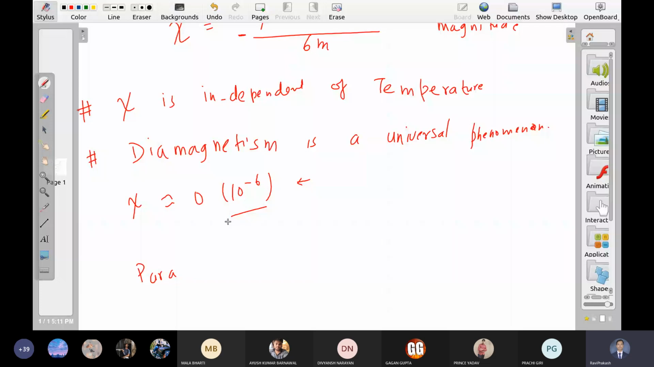Similarly for ferromagnetic, chi for ferromagnetic is much larger than this value. Ferromagnetic chi is many times bigger than these. So we cannot see such a small number with respect to those big numbers. That is why we do not see diamagnetic in all samples, but in true sense it is in every sample. Okay. So this is all about diamagnetic.